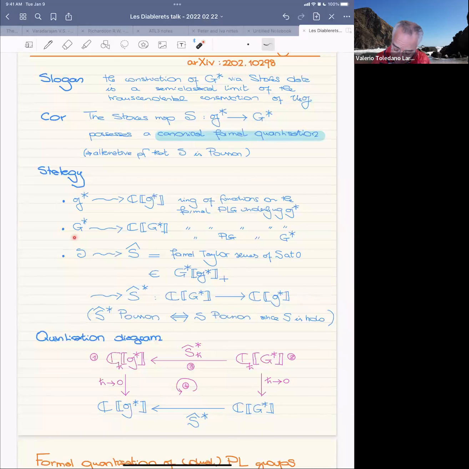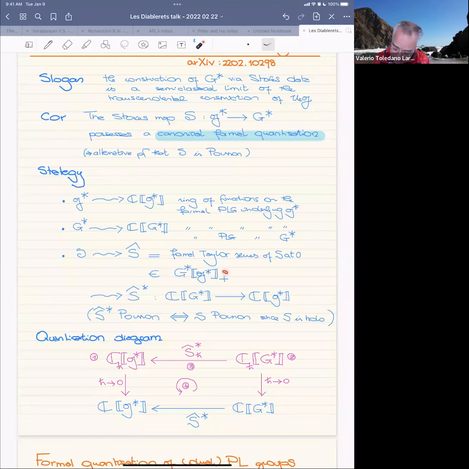Similarly, I'm going to replace the honest Poisson Lie group G star by the ring of formal functions on it, which is by definition the formal Poisson Lie group underlying G star. I'm also going to take a formal version of S. So I'm going to replace S by S hat, which is its formal Taylor series at 0. And if you wonder what this is, a formal Taylor series on G star, right? This G star is where B lives, that coefficient B, with coefficients in the dual Poisson Lie group.